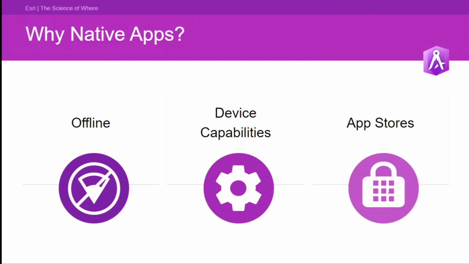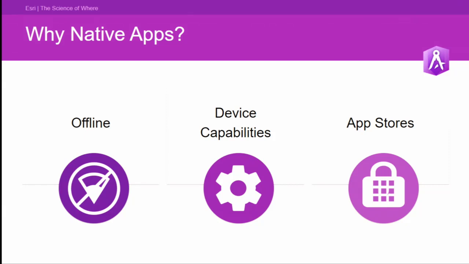One reason for sure is offline capability. You need to take your app offline, you might not have connectivity at all in some places. So that capability of going offline is a key piece of having a native app running on a device.